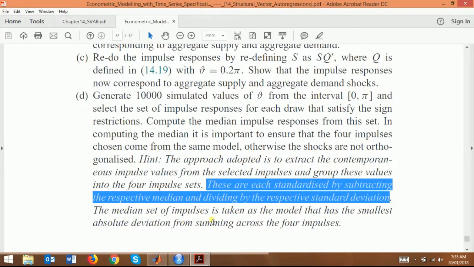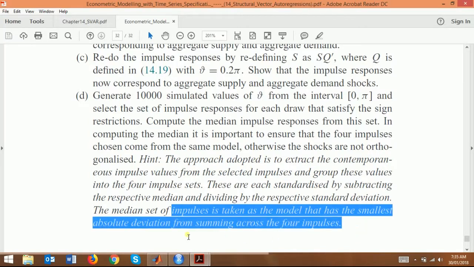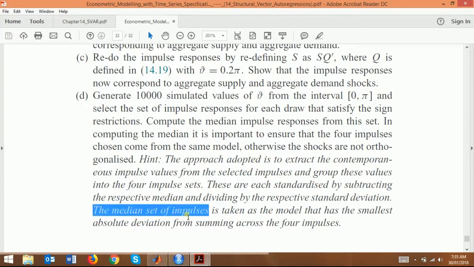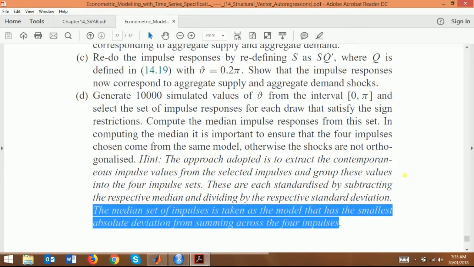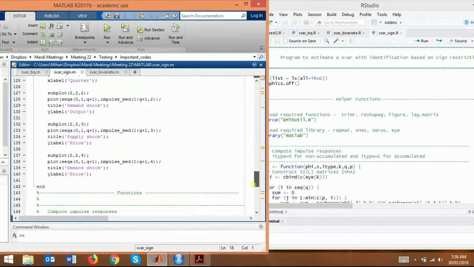The median set of impulses is taken as the model that has the smallest absolute deviation from summing across the 4 impulses. So we are looking for the model which has the smallest deviation across these 4 impulses. So you have to create a median set.